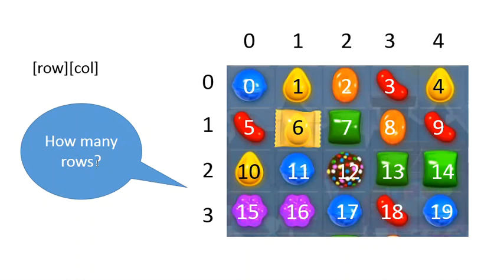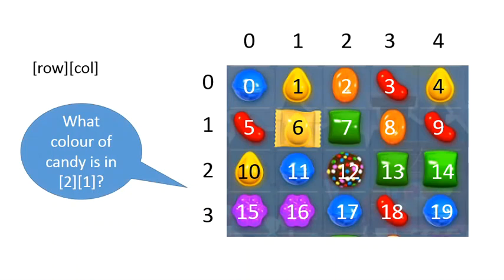So in this program, I want to know how many rows I have first. The rows go this way. So I have 1, 2, 3, 4 rows. The columns go the other way. So how many columns? I have 1, 2, 3, 4, 5 columns. Always remember that it goes row then column, and that's backwards from math class where you did X and Y. So remember to go row and column.